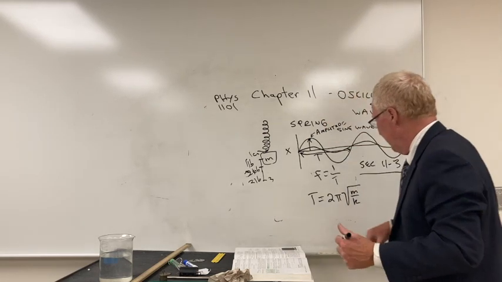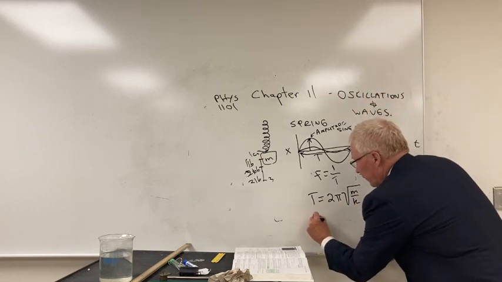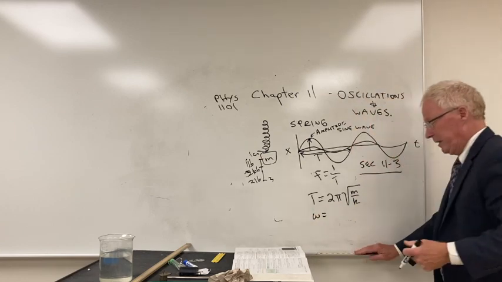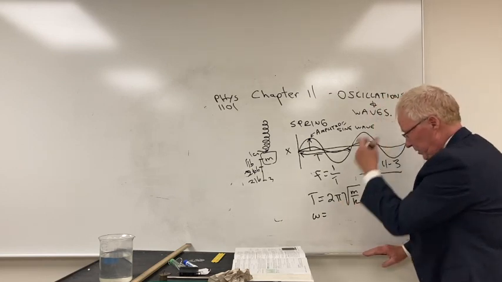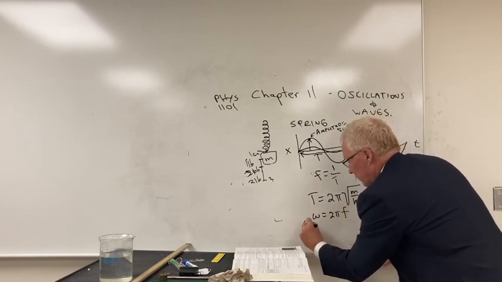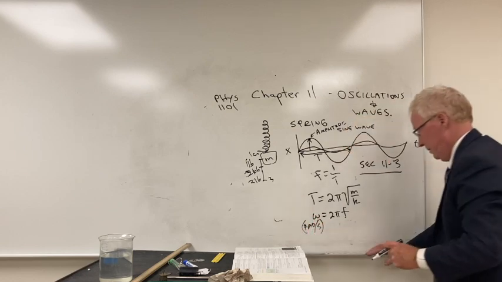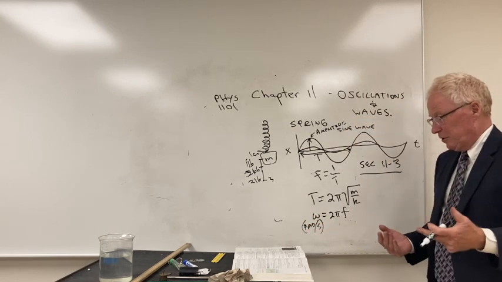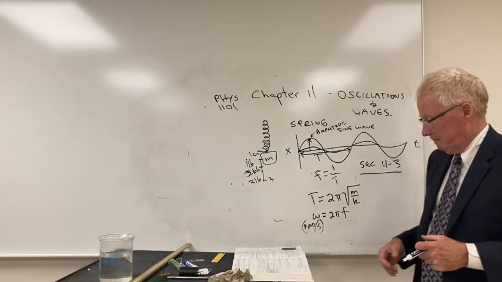One other thing here, the angular frequency, which we talked about a while back in chapter 8 on angular motion, is given by 2 pi times the frequency, where this is in radians per second. So we're talking about radians per second, which sometimes you need.